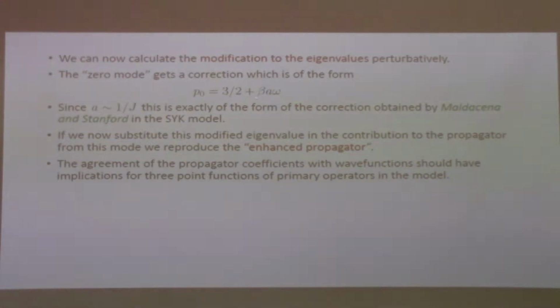The agreement of this propagator coefficients with wave functions, I think, should have implications for 3-point functions of primary operators of the model. Namely, if I take 2 fermions and express it as a sum over primaries and descendants of composite operators, so there are those coefficients there, then if you rewrite the propagator in terms of those coefficients and the 2-point functions of the primary operators, which are now normalized, those coefficients will appear as these factors in this model. So I don't know what the meaning of that is. The fact is that those coefficients can be interpreted as wave functions in the 3rd dimension.